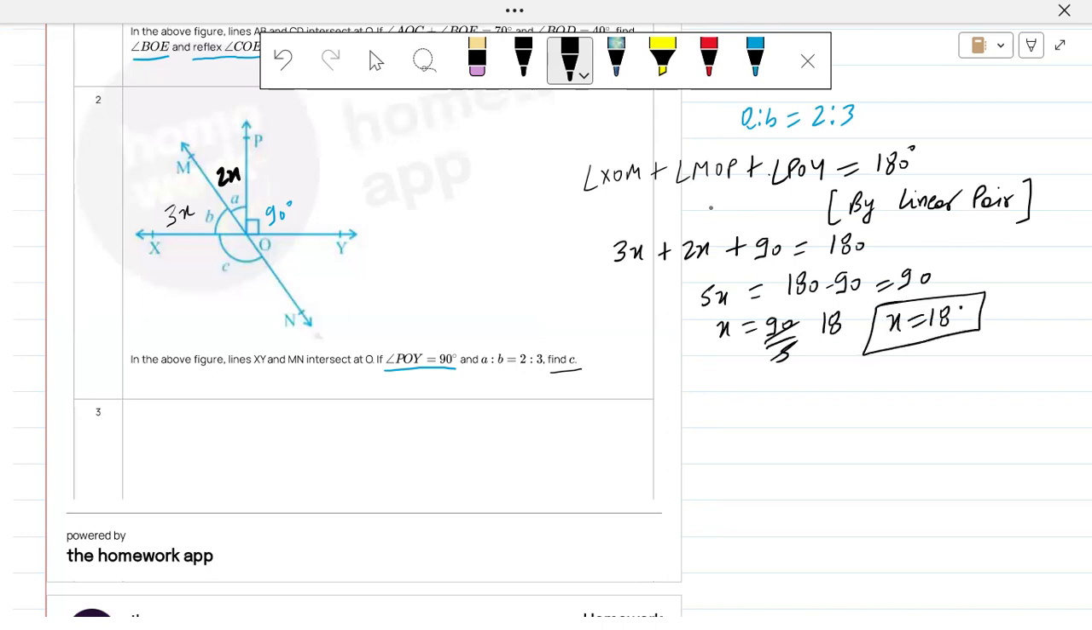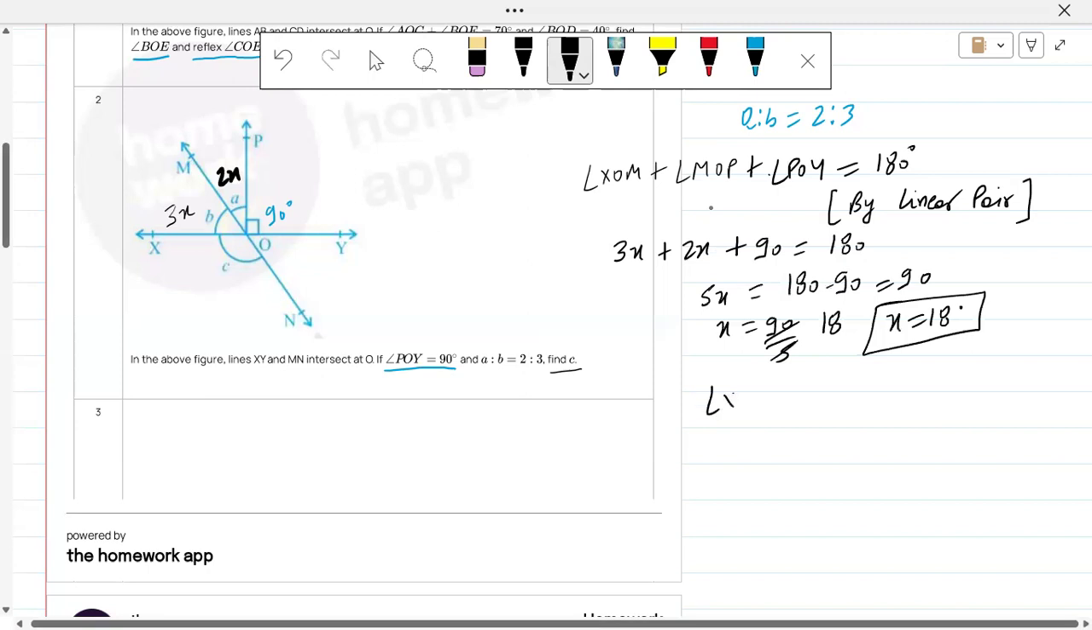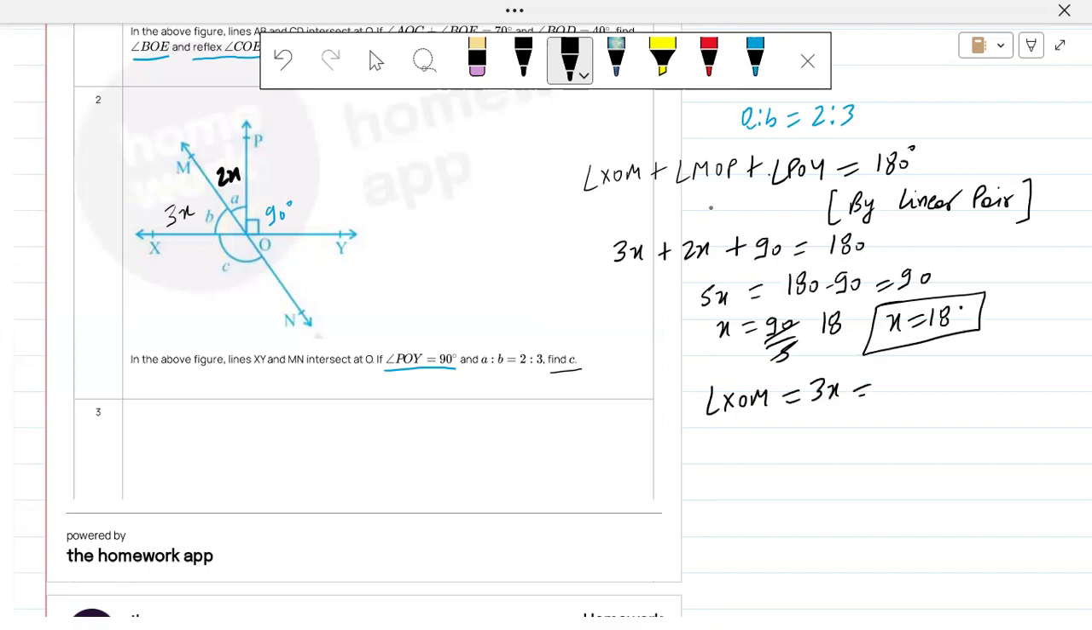If you find the value of x here, you can easily find the value of XOM. The value of angle XOM is equal to 3x, and the value of x is 18. You can put the value of x here as 18, and this is equal to 54 degrees. So you find the value of angle XOM is equal to 54 degrees. Now you need to find the value of c. How can you find the value of c?